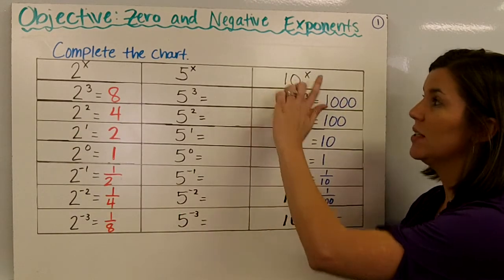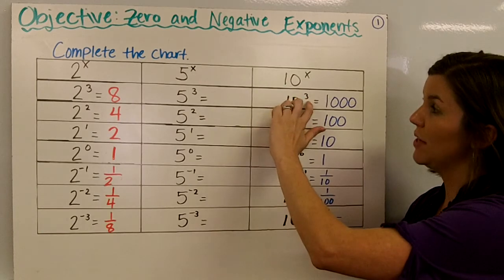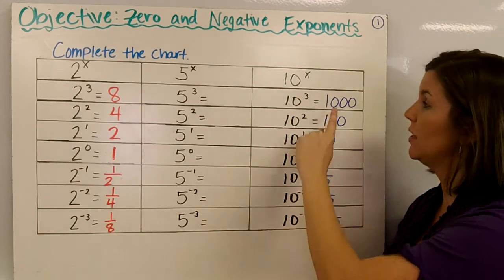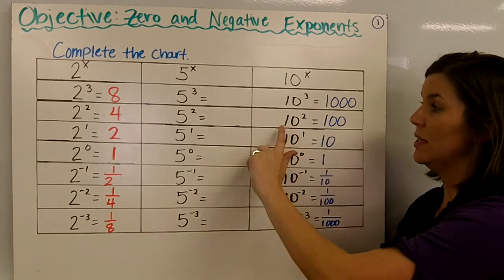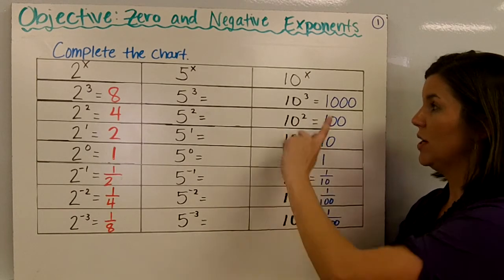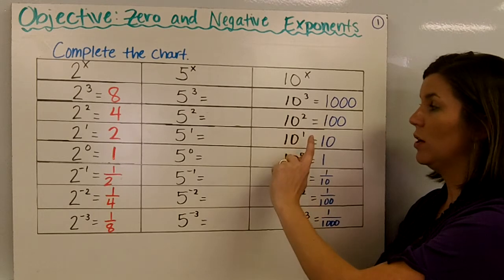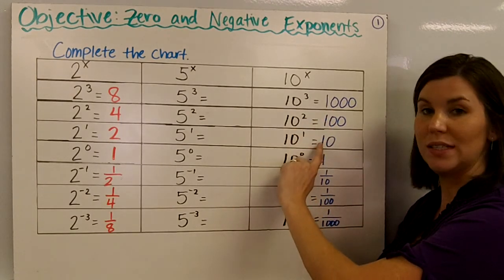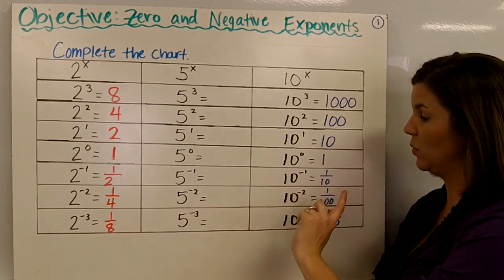Similarly, we have 10 to the x power. So if the exponent is 3, we have 10 to the third power. 10 times 10 times 10 is 1,000. 10 to the second power, 100. So 1,000 divided by 10 is 100. 100 divided by 10 is 10. 10 divided by 10 is 1.